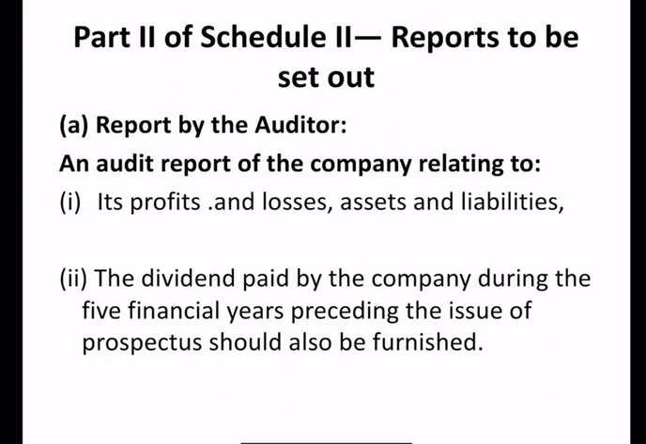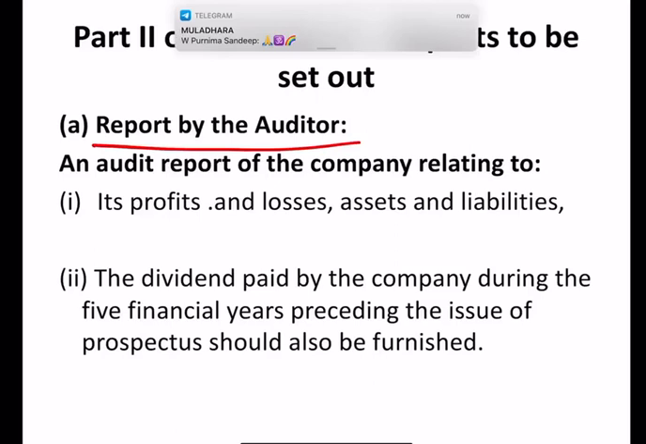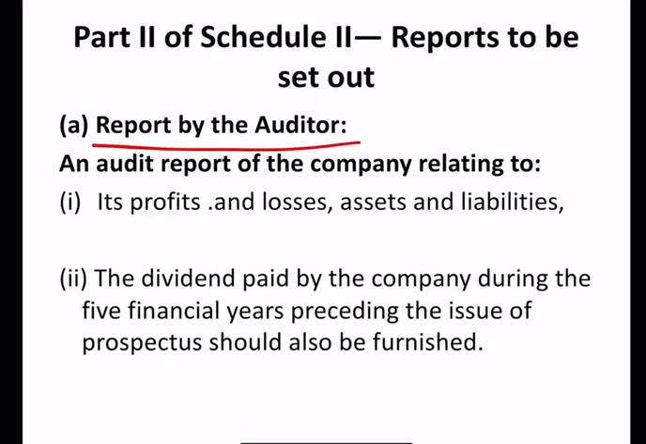So what reports? A report by the auditor, an audit report of the company relating to its profits and losses, assets, liabilities, all this. These are audited by an expert auditor, who mentions the profits and losses, assets, liabilities to the general public. If there is a profit, it has to disclose the profits to the general public. If there are losses, it has to show the losses to the general public. The company should not manipulate anything.